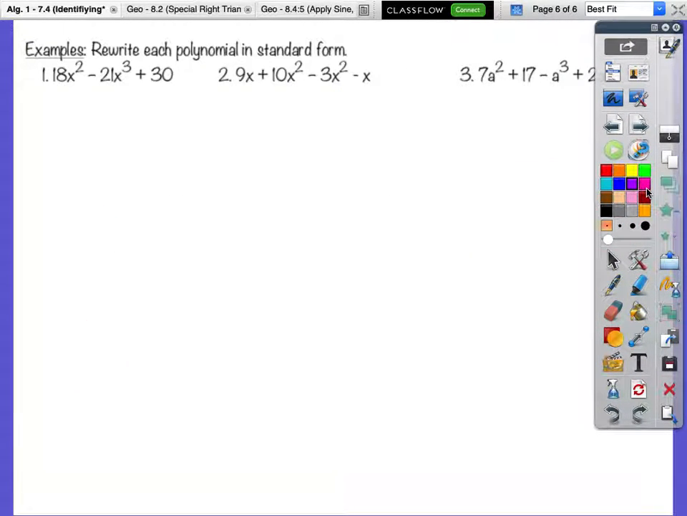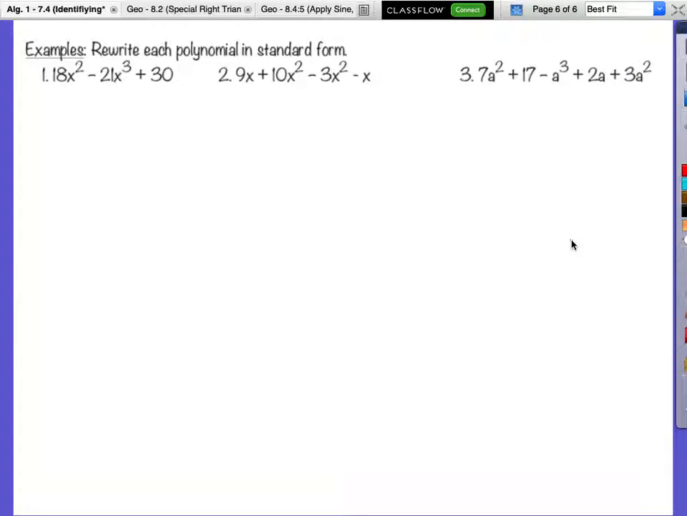Last thing I want to work on for this section is we need to rewrite these in what we call standard form. Mr. Castle, what's standard form? I don't know that. Well, good, I'm going to teach you. What I mean by standard form is two things to write in. I want you to write that they're in descending order. And in addition to being in descending order, they're also going to be alphabetical.